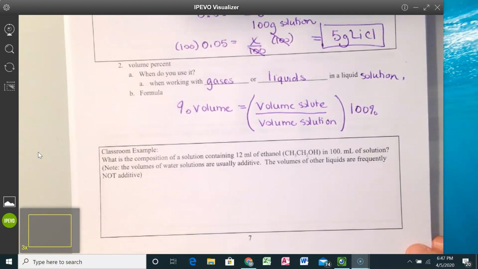So a problem we can work through. What is the composition of a solution containing 12 milliliters of ethanol and 100 milliliters of solution? And it tells us to note the volumes of water solutions are usually additive, meaning that we just know that it's a 100 ml solution there. The volumes of other liquids are frequently not additive.